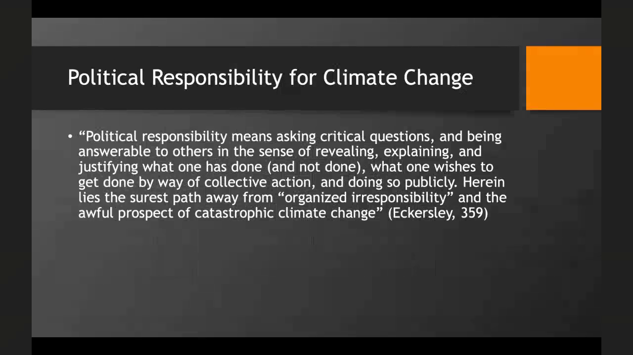Eckersley concludes by saying that political responsibility means asking critical questions and being answerable to others, in the sense of revealing, explaining, and justifying what has been done and not done, and what one wishes to get done by way of collective action, and doing so publicly. Herein lies the surest path away from organized irresponsibility and the awful prospect of catastrophic climate change. So my question for you to think about is: is this a satisfying challenge or replacement to distributive principles, or is this just a way of dressing up the same things that the distributive principles have already said?